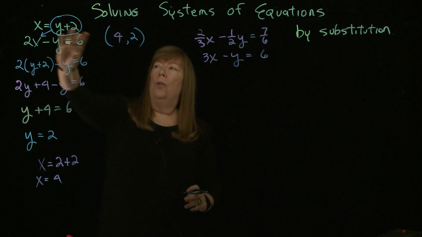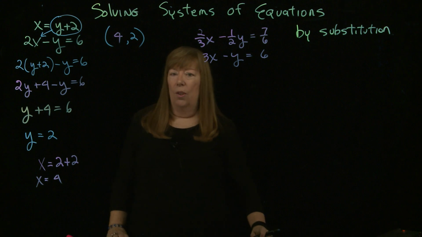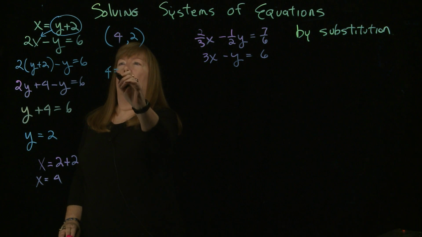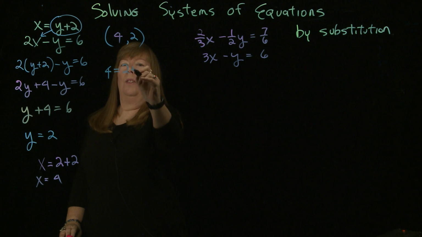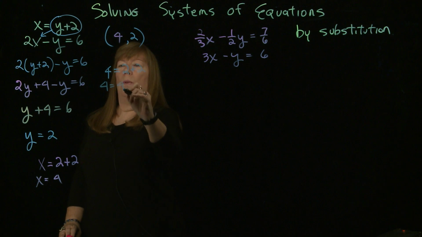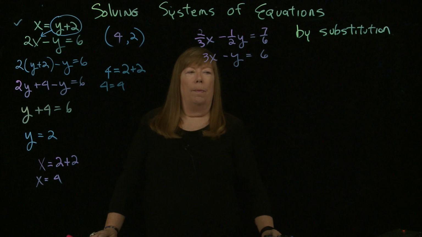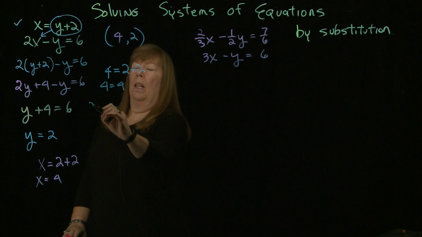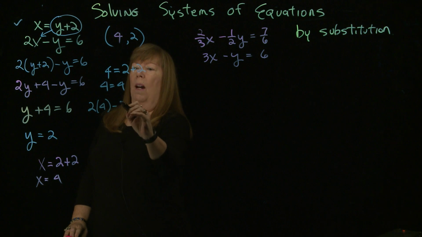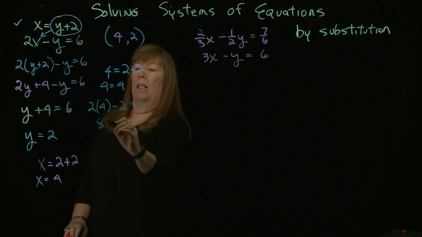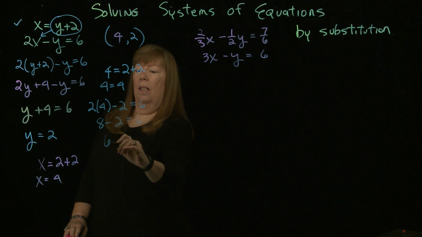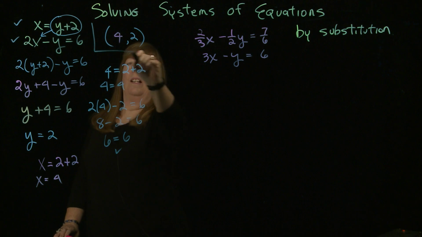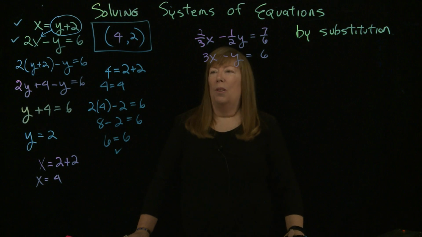It's pretty easy to check these, so let's go ahead and do so. Let's plug 4, 2 in for x and y into both equations and see if it checks. Okay, so x is 4 equals y is 2 plus 2 gives me 4 equals 4, and it checks in the first equation. Now let's try this in the second equation and make sure it checks there as well. 2 times 4 minus 2 equals 6. 8 minus 2 equals 6. 6 equals 6. So it checks in the second equation as well. And you can be sure that the correct answer is (4, 2).